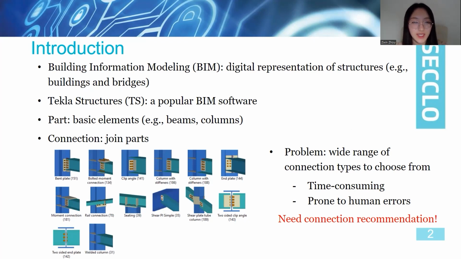The parts are connected by connections. Here we give some examples of the connections. They are categorized into different types. The problem of connection type finding in TS is that there is a wide range of connection types to choose from, which could be time-consuming and prone to human errors. This problem gives rise to the need of an accurate and efficient connection recommendation algorithm.